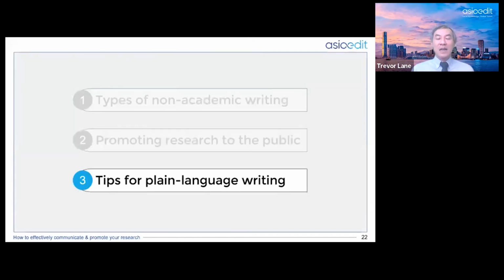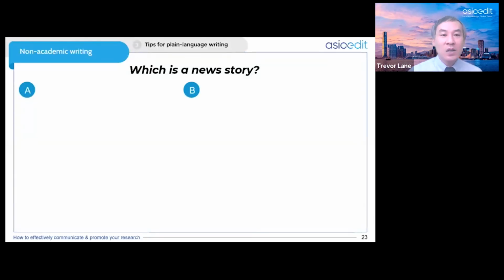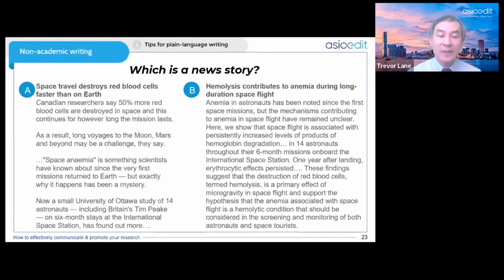So let's now go to the actual language, the English part. How do you write your stories? So in the chat box, let me know, which do you think is the news story? Is it A or is it B? Okay, yes, A. A is a news story, and it's actually from the BBC, and B is from Nature Medicine.